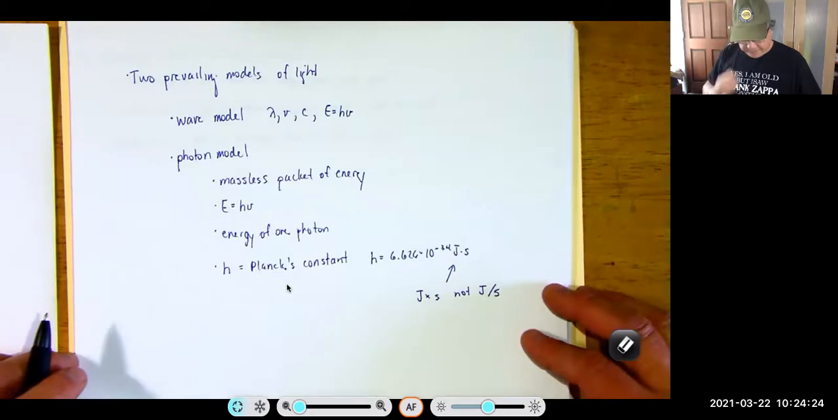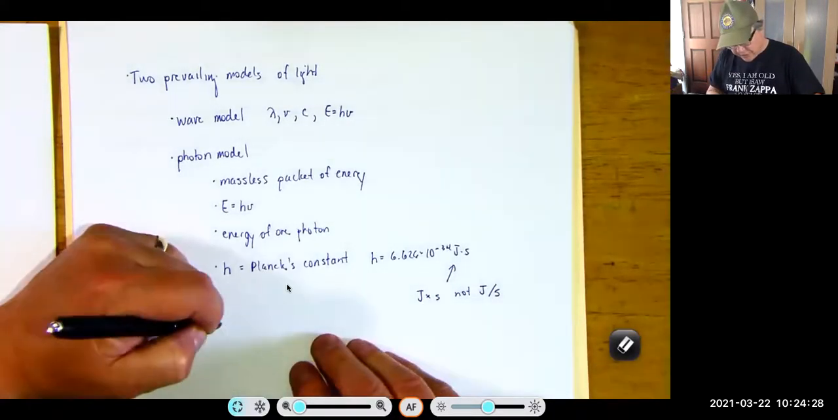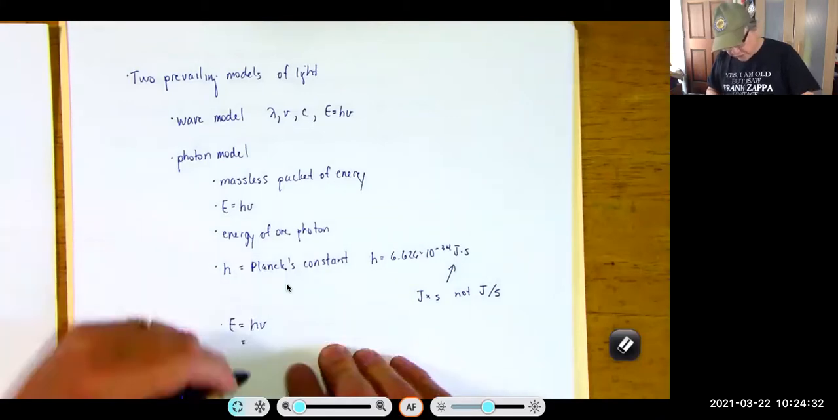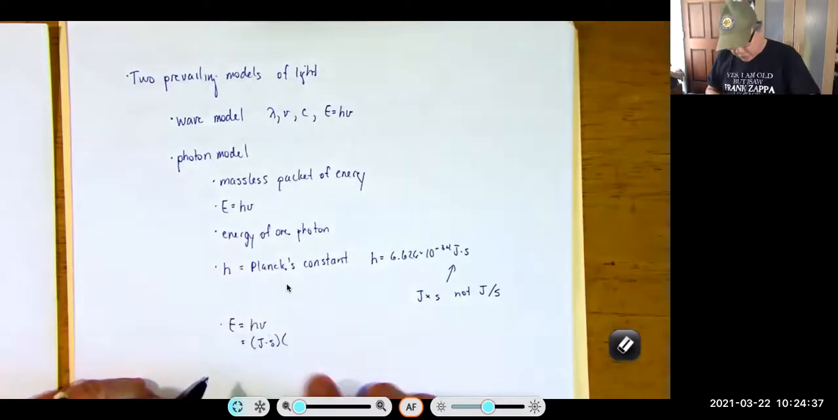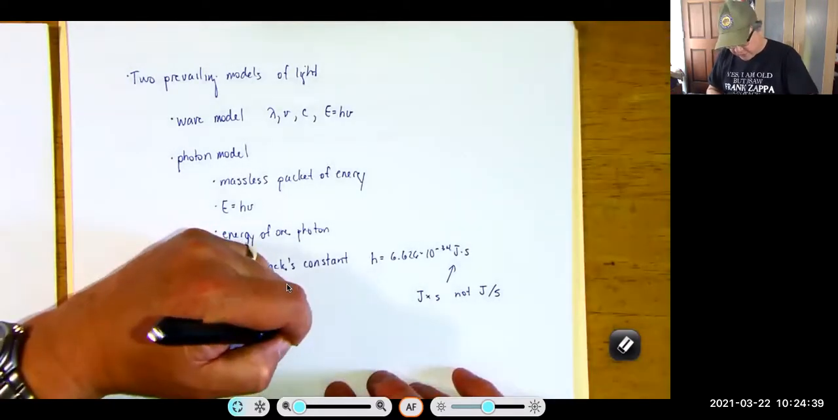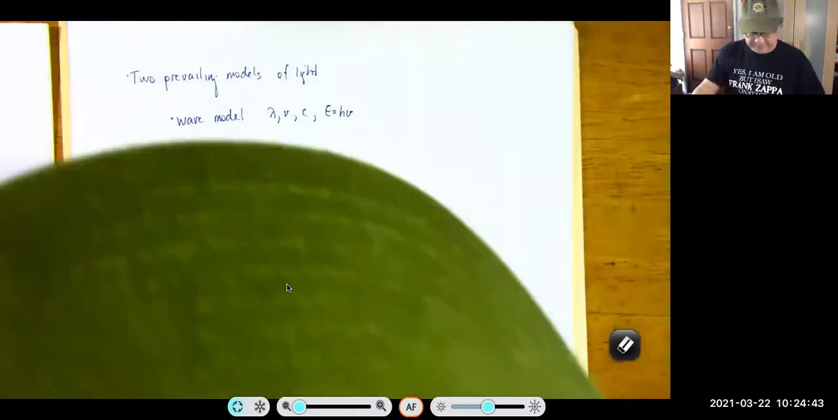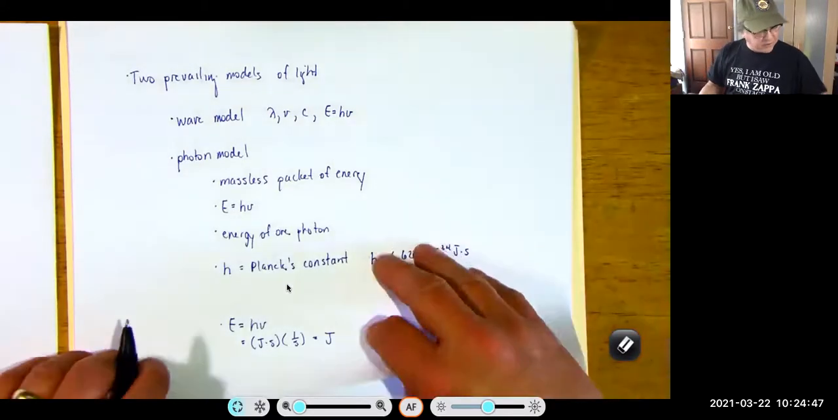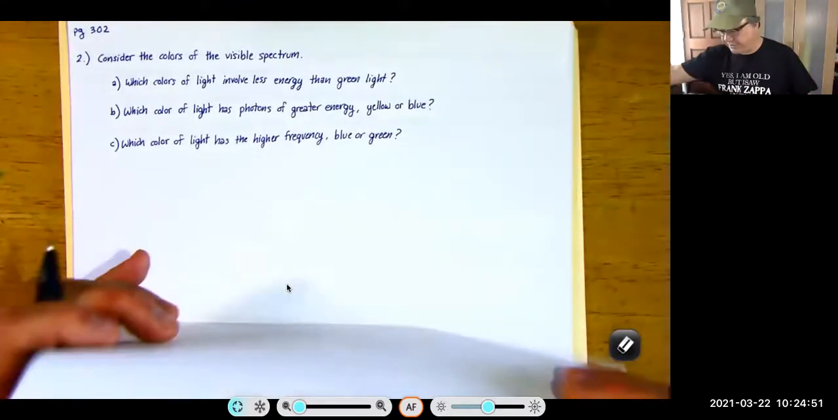Okay, so you can see that when we use this equation, E equals h nu, if h is joule seconds and nu is per second, that ends up being joules, which is a perfectly acceptable unit for energy. Okay, so those are some background so that we can do a few of these questions.